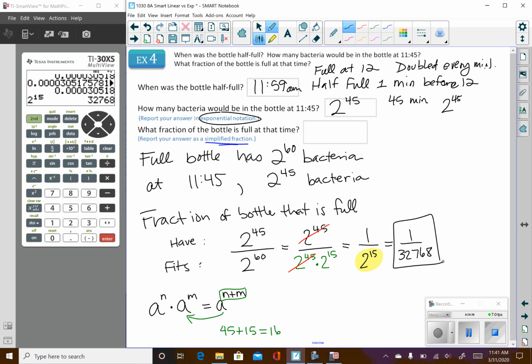So it's crazy to me. Even at 11:45, the bottle is still essentially empty. I mean, it has almost no space being taken up. And then it's half full at 11:59 and then full at 12. It's pretty crazy. Exponential growth is pretty crazy.